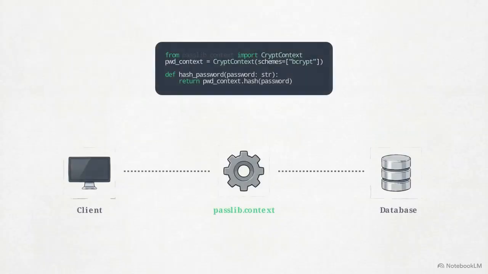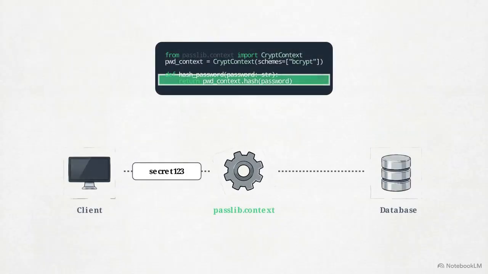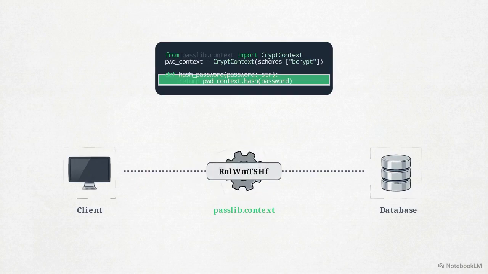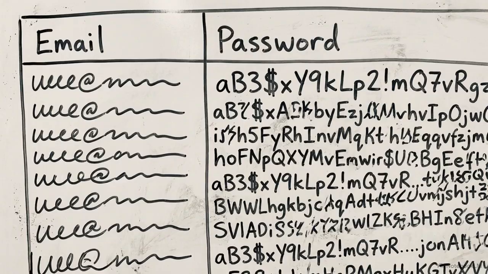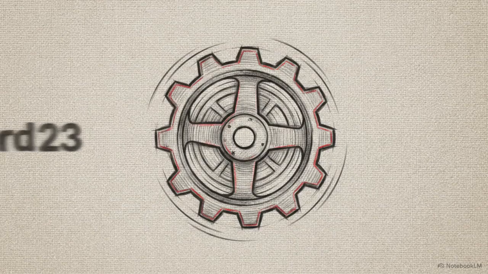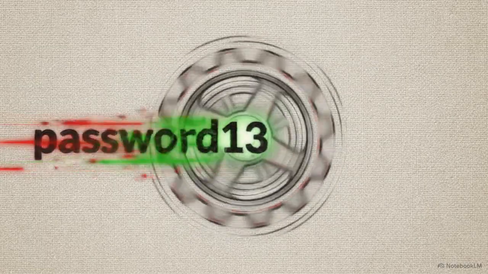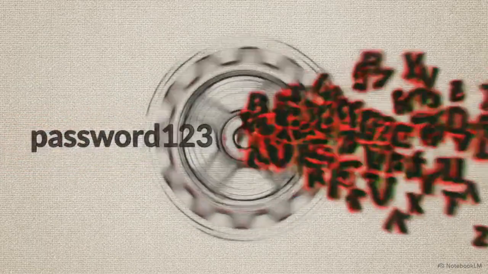The first step is user registration. FastAPI developers use libraries like passlib to convert plain text passwords into a cryptographic hash before they are stored in the database. This ensures that the actual password is never saved. The server only stores the result of the hashing function, which cannot be reversed to reveal the original text.